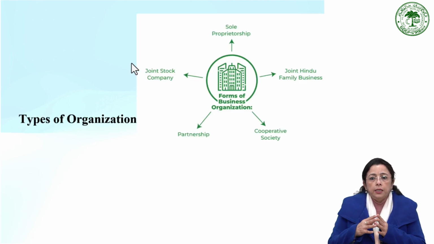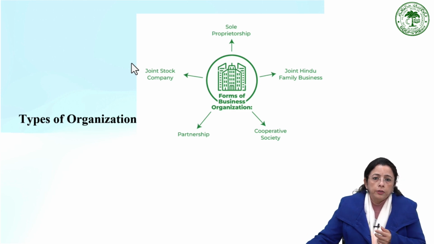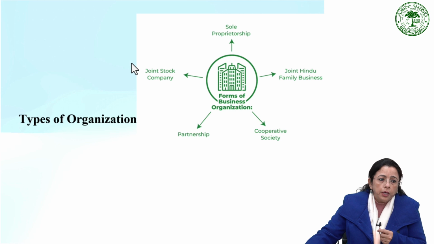Choosing the right organization is an essential decision for entrepreneurs and business owners. A business's legal foundation, its ownership and operational dynamics are all defined by its organizational structure. Here are some common forms of business organizations. As we can see here on the chart, we have the sole proprietorship, the partnership, joint stock company, joint Hindu family business, corporate societies, limited liability corporations, etc. So let us have an understanding of each of them one by one.